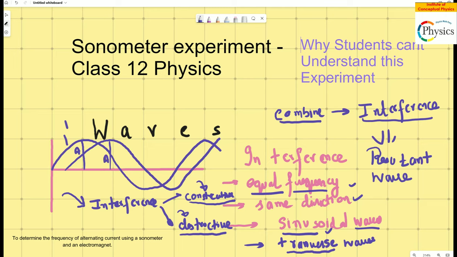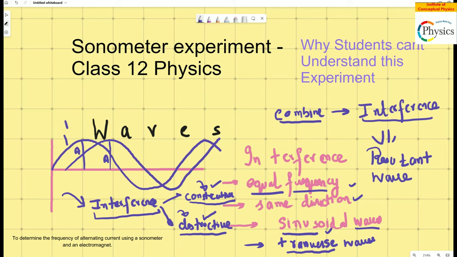And at the destructive points, if the amplitudes are equal, this is also A and this is also A, you will find that the point is actually stationary. It is not moving because the energy is getting cancelled out. In a constructive interference scenario, the energy gets added. In a destructive interference scenario, the energy is cancelled. So a lot of energy redistribution happens in an interference experiment. You must know this.